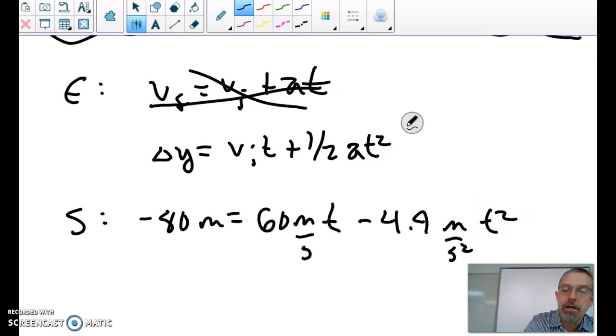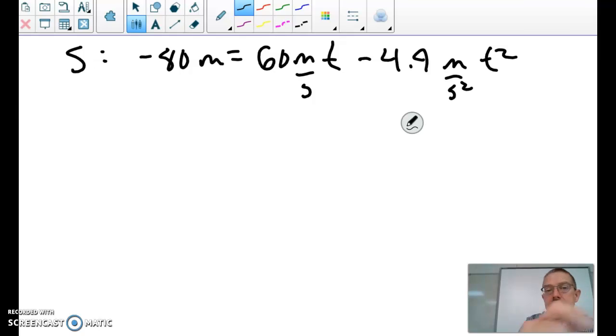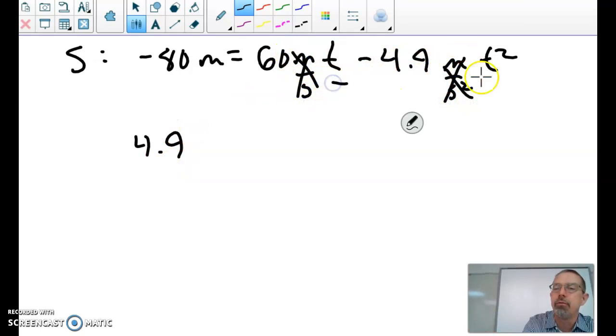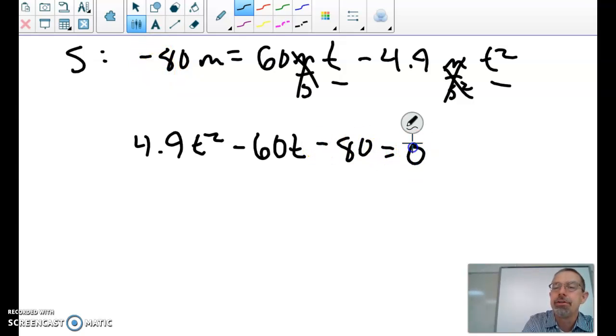Now, unfortunately for us, the only way we can solve this is going to be the much despised quadratic equation. So I'm going to toss all this over to one side and set it equal to 0. I'm going to say 4.9, and I'm going to eliminate these because I'm just really worried about the t, and it's going to work out. So if you'll bear with me on that. I'm going to say 4.9 t squared minus 60t, because that is going to become a negative when I flop it over the side, minus 80 equals 0.